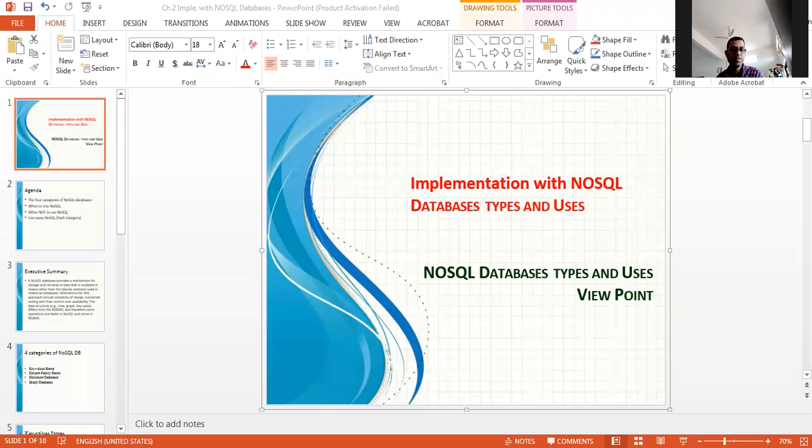Hello friends, today we have to talk about implementation with NoSQL databases. Within this, we have to talk about the key value databases.